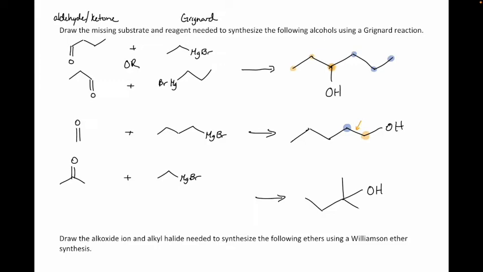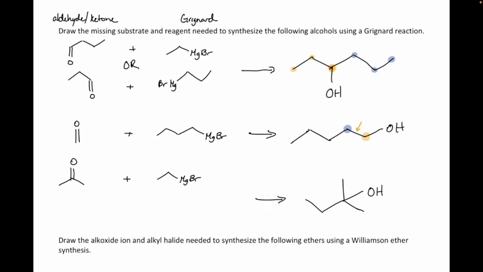If I said that this was my new bond here, that means that all these other carbons, 1, 2, 3, 4, would be my ketone. And my Grignard would then just be this 1-carbon Grignard over here.